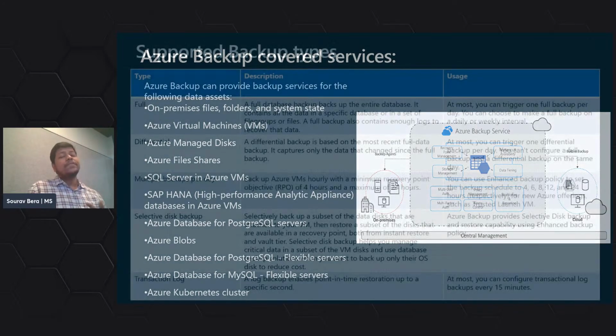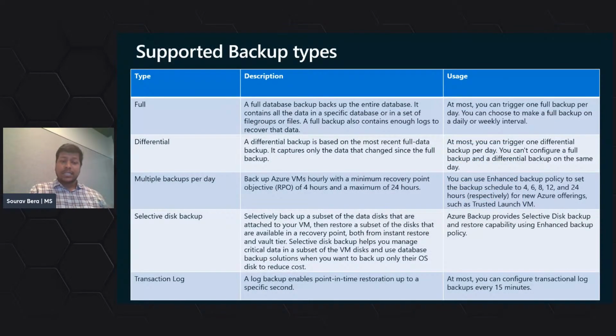Now we talk about different types of backups that are supported or that you can do using Azure Backup. Now the first one that comes into my mind is a full backup. As the name suggests, a full backup means a full database backup, which means it covers the entire database, or if it's a disk, the entire disk, or if it's a file share, it covers the entire file share. And it's a comprehensive end-to-end backup of the data that is existing in your Azure resources.